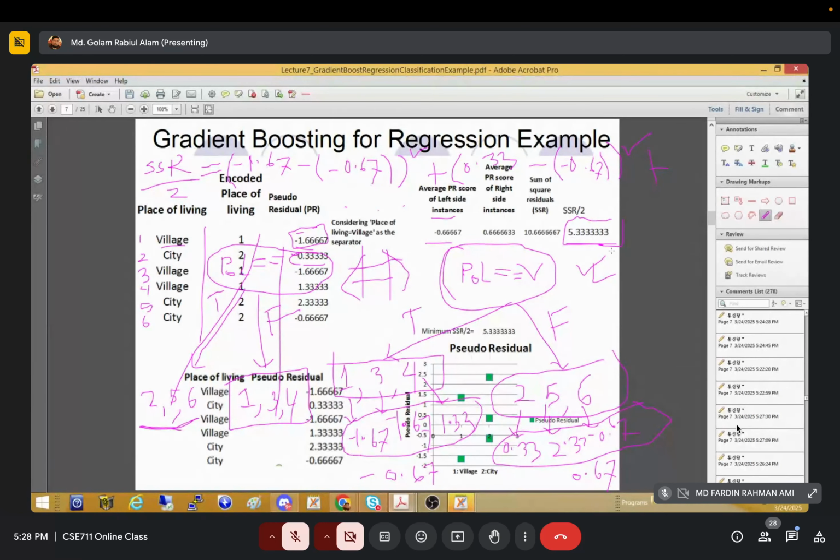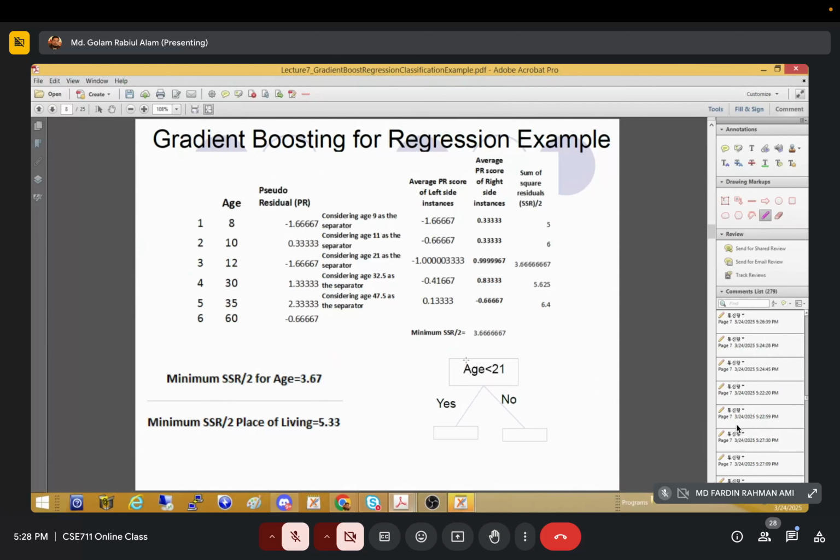Now what we have to do? We have to compare the error we received from place of living, that is 5.33, and the minimum error we have received from our age. The error received from our age is 3.67, and the error from place of living is 5.33. Then which one is minimum? We can see this one is minimum, so this is age less than 21.